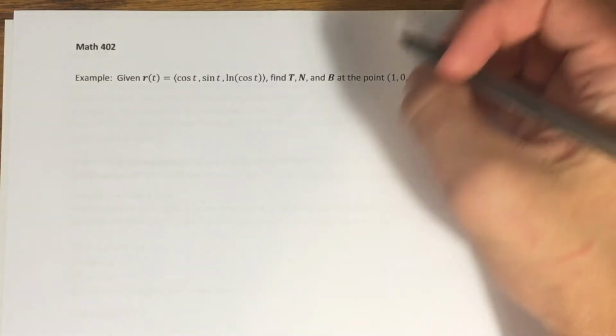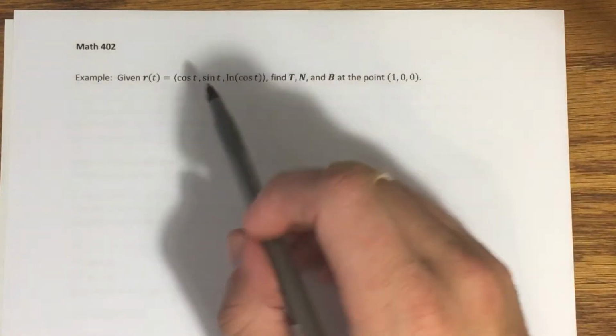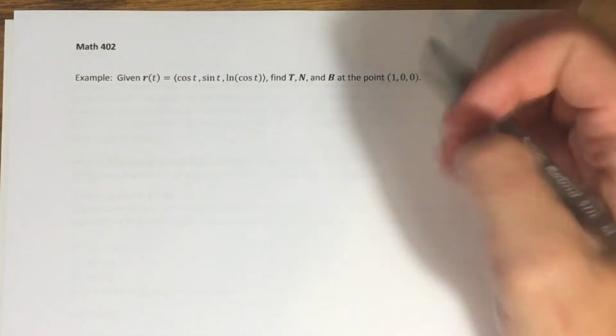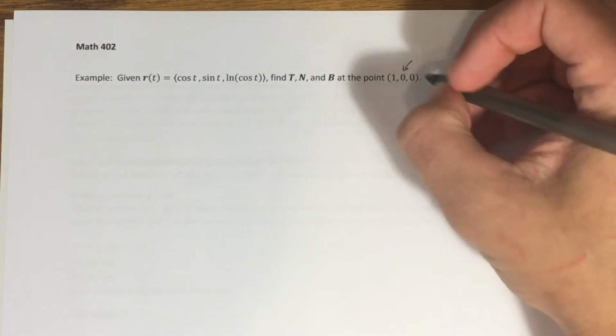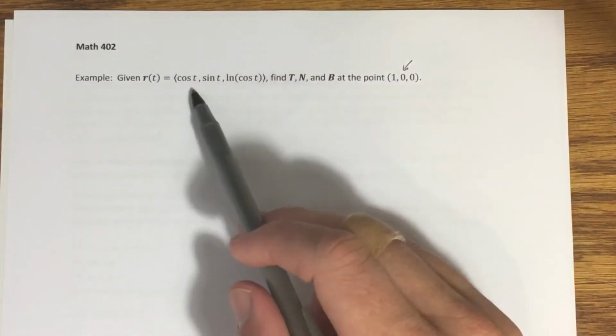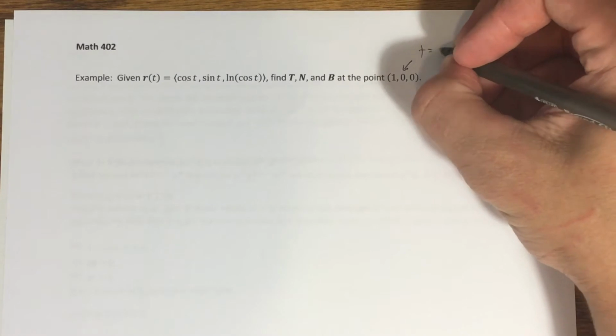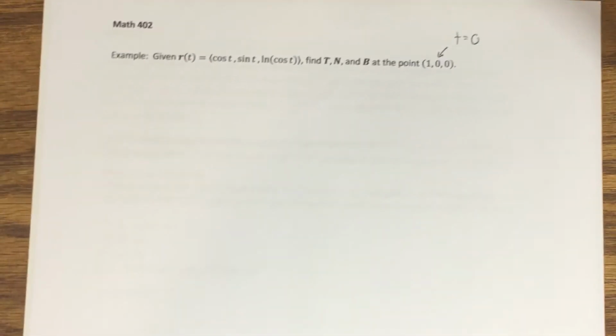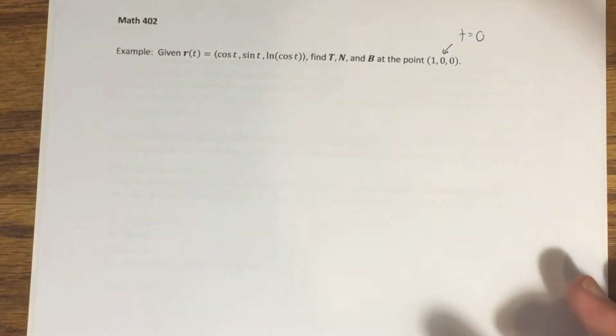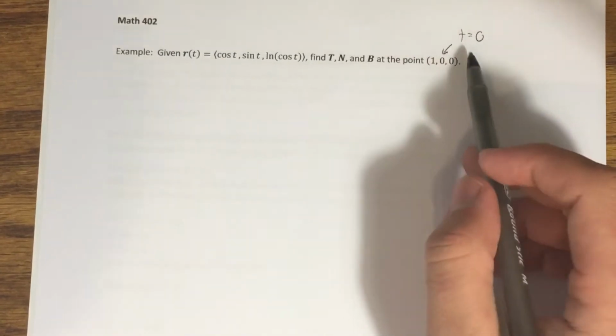As before, anytime we're being asked to work with a vector function at a specific point, we want to determine what parameter value will take us to that point. And by inspection, I can see that t would equal 0. It shouldn't be too hard to convince you that it's 0. So we'll make a note of that.